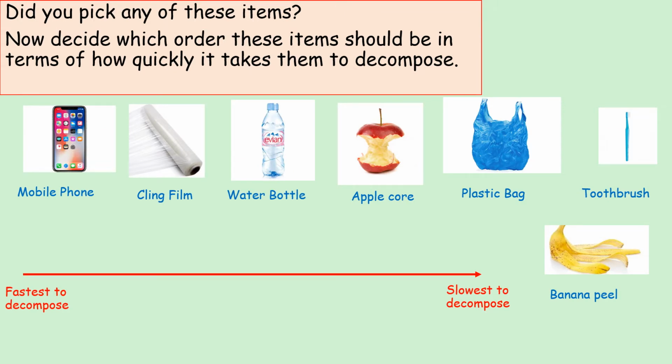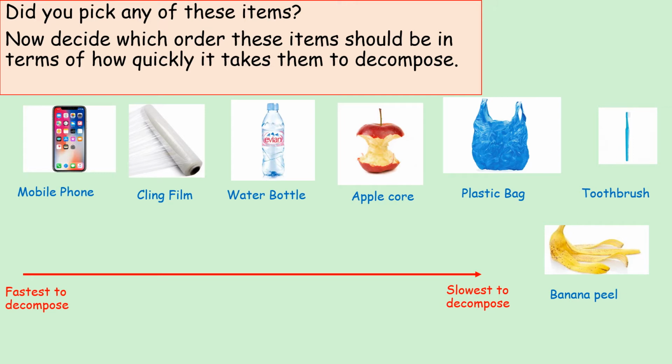Did you pick any of the items on this slide? Perhaps you picked a mobile phone, as I suggested at the beginning, or maybe a plastic bag, a toothbrush or a water bottle. All of these items are made of plastic. Now, as you can see on the slide, I've got numerous different items as well as plastic. I've got apple cores and banana peel.